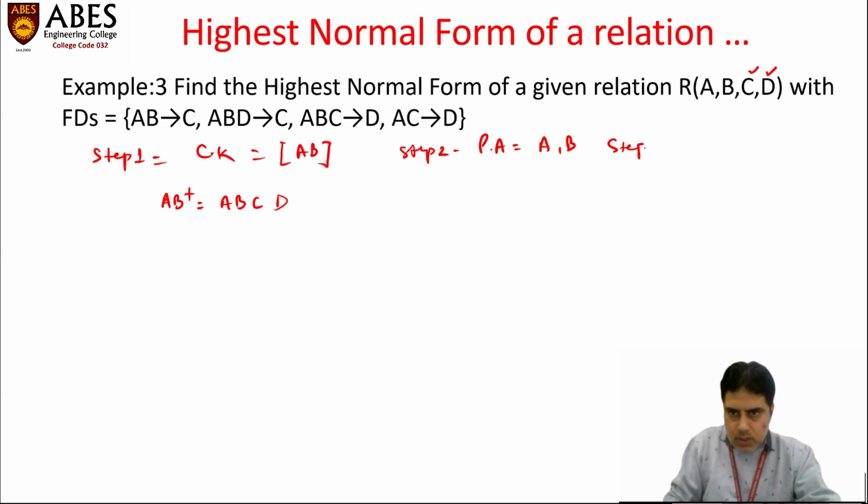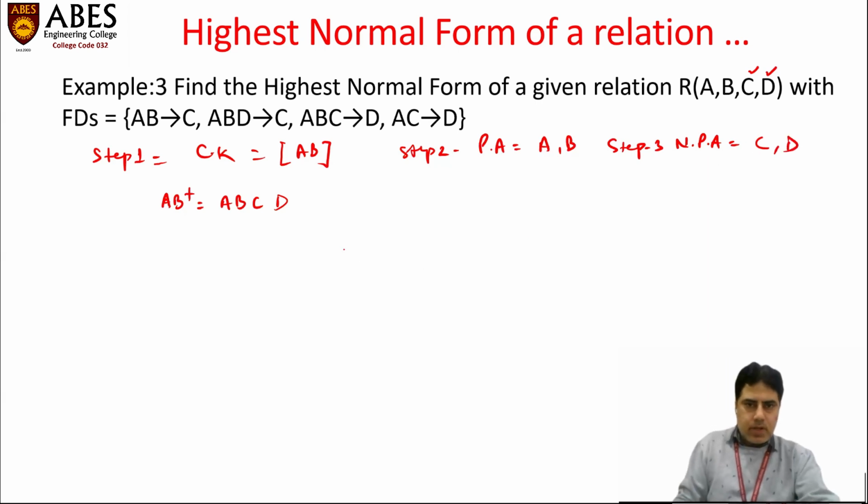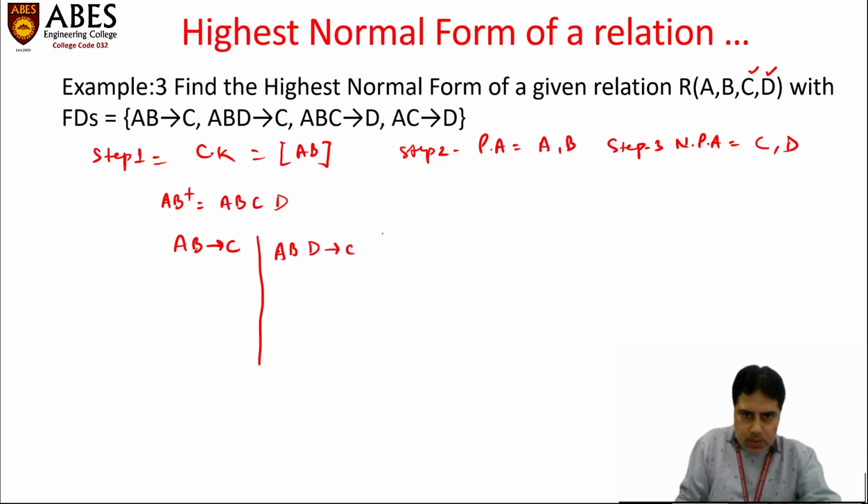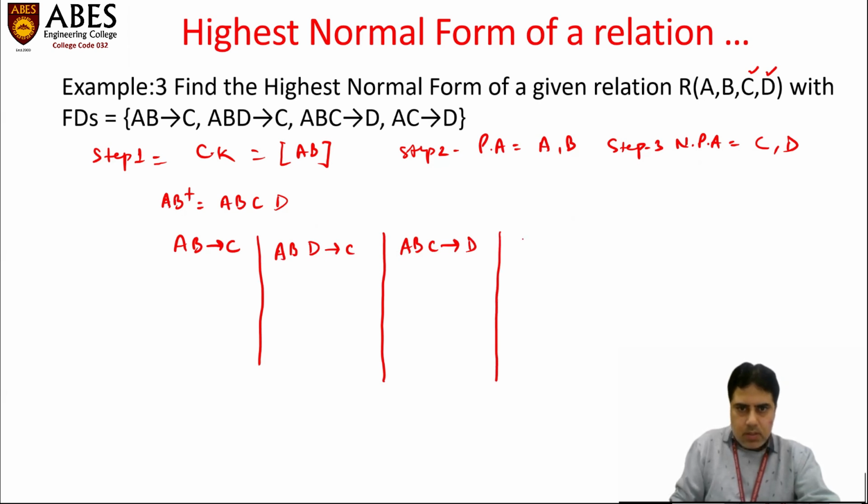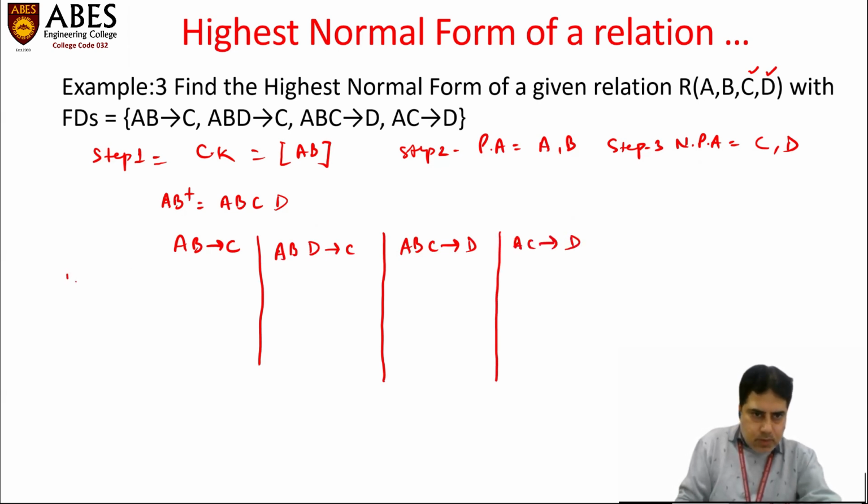Now step 3, non-prime attributes. Non-prime attributes are C and D. Now check for the highest normal form. AB determines C, ABD determines C, ABC determines D, and AC determines D. Now check first for BCNF.